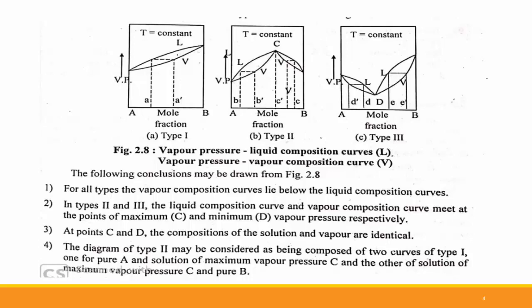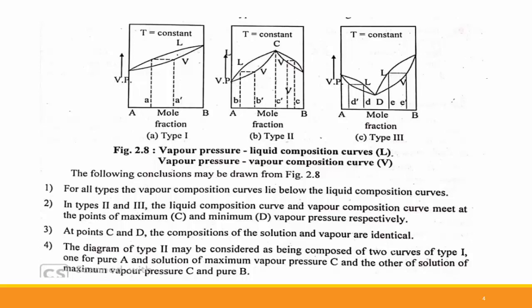We can see a very important thing here, in figure B, that is in type 2 and type 3. There is a maximum positive deviation at the point C. At point C, both the curves meet, and similarly in type 3 they meet at the minimum point D. At point C and point D, the compositions of the solution and the vapor are identical, that is, the composition of the liquid solution and of the vapor are the same.